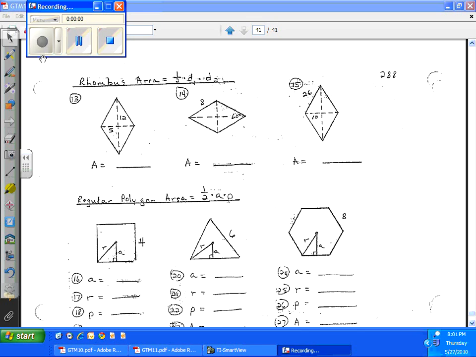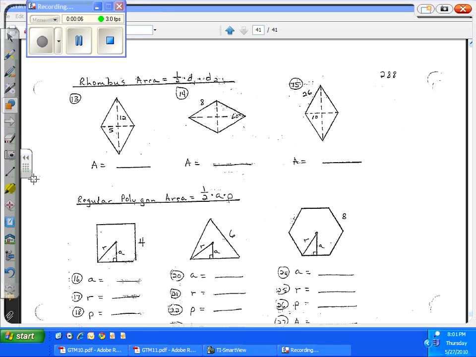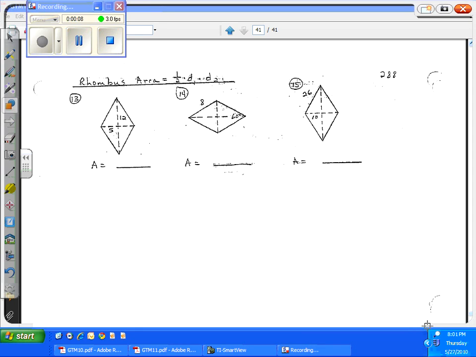This is the study guide for the Chapter 10 test, and we're on rhombuses. So we're going to white out the bottom and look at the rhombuses. The formula for every rhombus is 1/2 diagonal 1 times diagonal 2. Area equals 1/2 times diagonal 1 times diagonal 2.